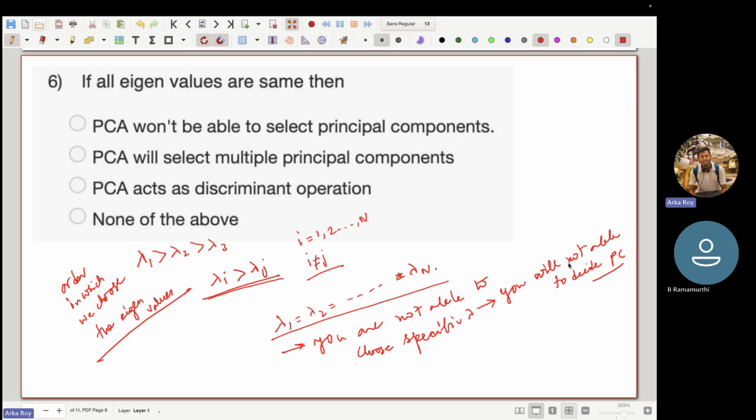Because all the lambdas are the same, you cannot choose whichever lambda has the highest contribution because all are having the same contribution. Therefore, you'll not be able to decide which PC to consider. And the option is basically that PCA won't be able to select the principal components because all are the same. So it is not able to choose the principal components. Right.